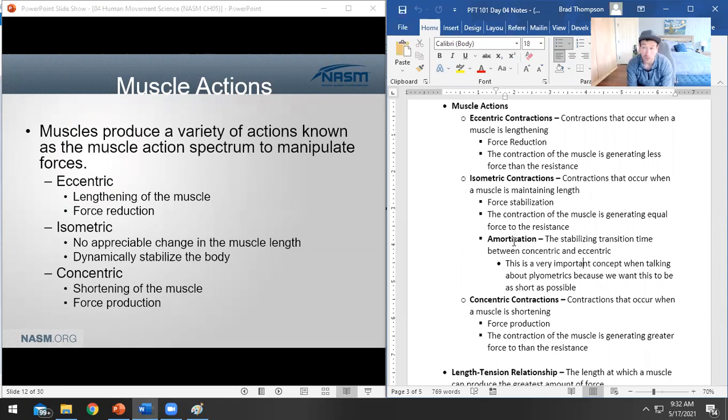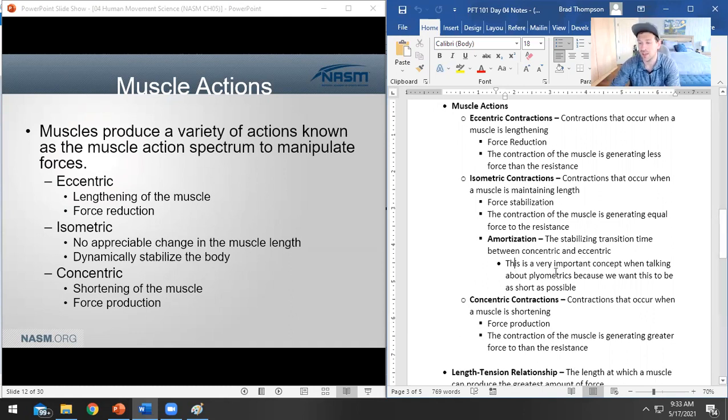It's a form of isometric contraction, but it happens in a split second. Whereas with isometric contractions, you can hold a plank for a couple of minutes. I think the world record is like 4.5 hours or something, which is crazy. So you can hold isometrics for a very, very long time, but amortization is a transitionary movement where you really aren't holding your joint in a specific position, but you are stabilizing it.